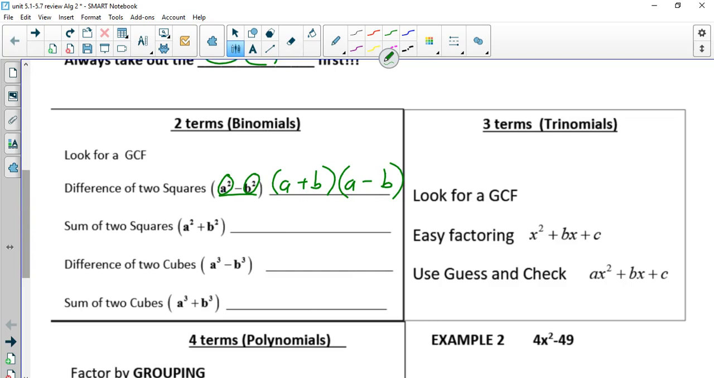So in other words, it's the square root of this term and the square root of this term. Okay? So for example, if it was 9x squared minus 16, well, that would be 3x plus 4 and 3x minus 4. Square root of 9 is 3, square root of 16 is 4. Now, the sum of two squares is very similar. It's also going to break down into two parentheses, 1 plus, 1 minus.